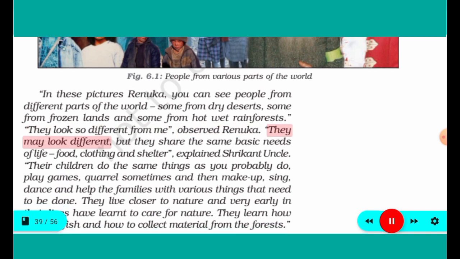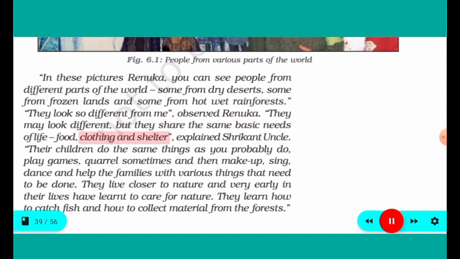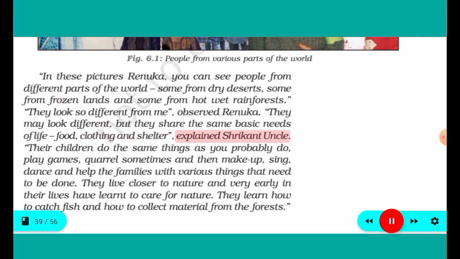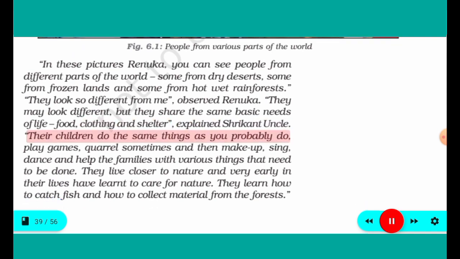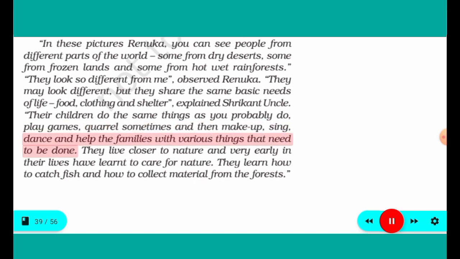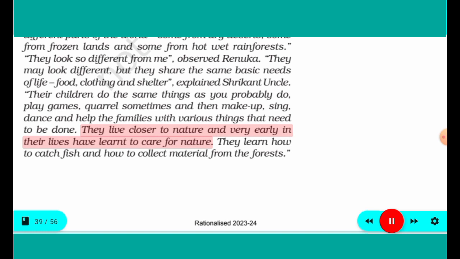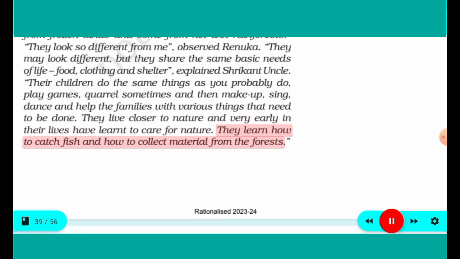They may look different, but they share the same basic needs of life: food, clothing and shelter, explained Shrikant uncle. Their children do the same things as you probably do. Play games, quarrel sometimes and then make up, sing, dance and help the families with various things that need to be done. They live closer to nature and very early in their lives have learnt to care for nature. They learn how to catch fish and how to collect material from the forests.